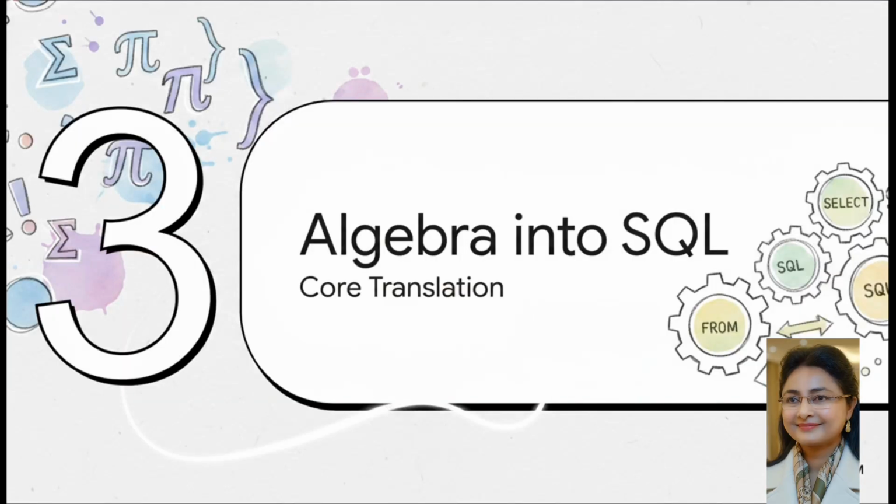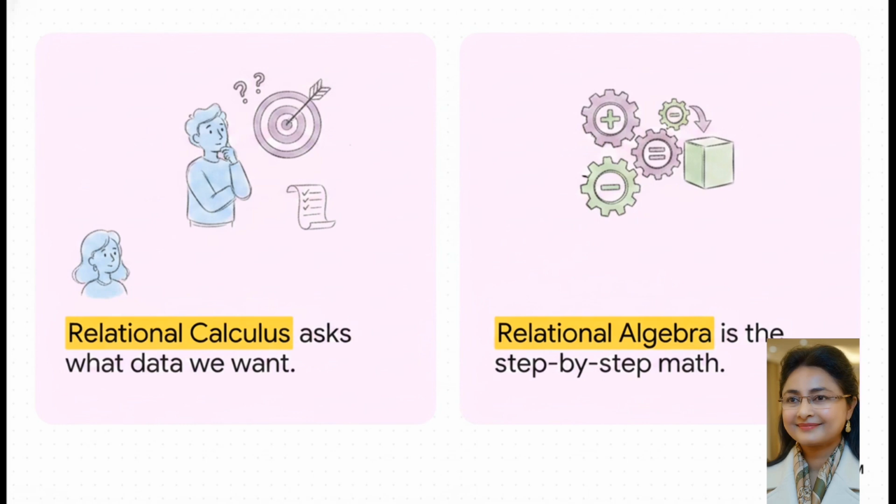All right, now for Section 3, translating algebra into SQL. This right here is the absolute core of our explainer today. This is where we bridge that gap between mathematical theory and the actual practical code you write. So, we briefly touched on relational calculus earlier, which is declarative, right? It simply asks the database what data we want, but it doesn't really care how it gets it.